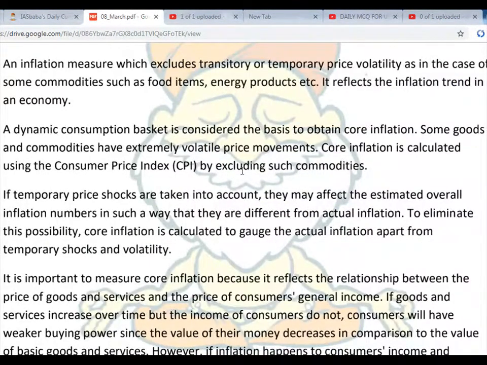Core inflation is an inflation measure which excludes transitory or temporary price volatility, as in the case of some commodities such as food items, energy products, etc. It reflects the inflation trend in the economy. The dynamic consumption basket is considered the basis to obtain core inflation. Some goods and commodities have extremely volatile price movements. Core inflation is calculated using the CPI, consumer price index, by excluding such commodities.